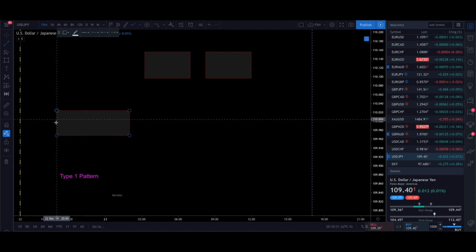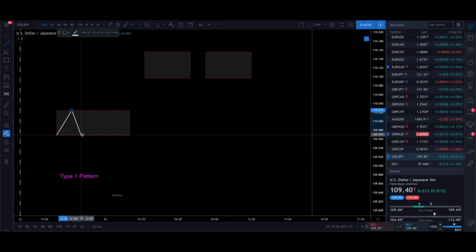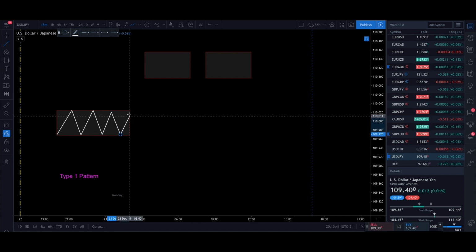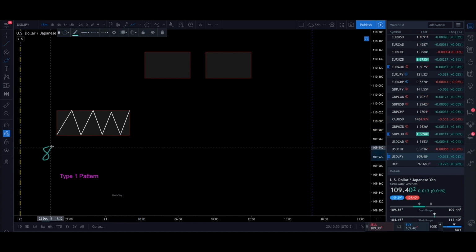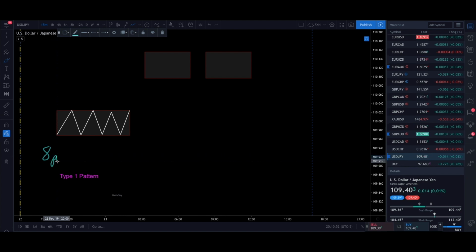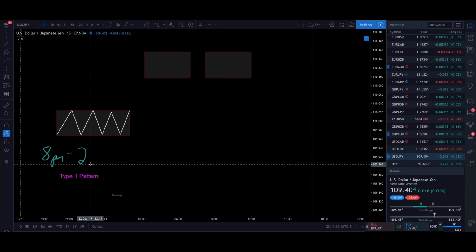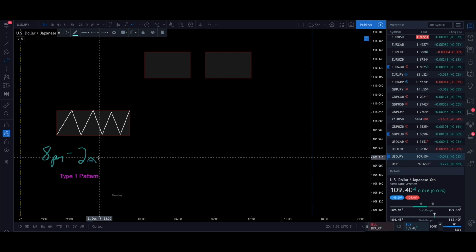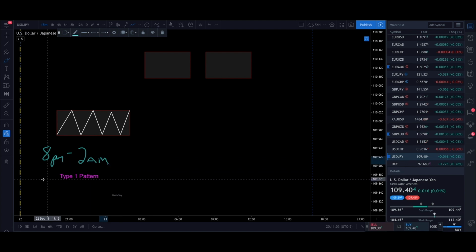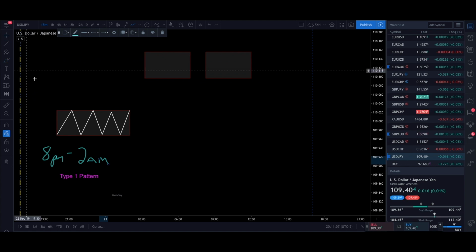Essentially, you have market makers that initially trade within this box. Now, this box, this Asian range, is essentially from 8 p.m. to 2 a.m. Okay, all times, by the way, are Eastern.